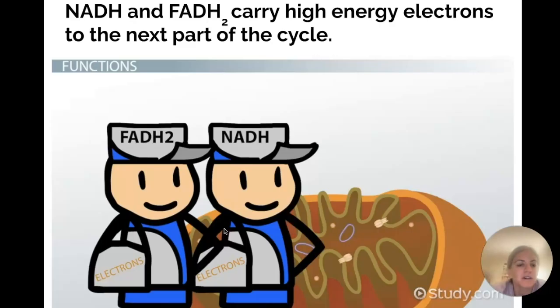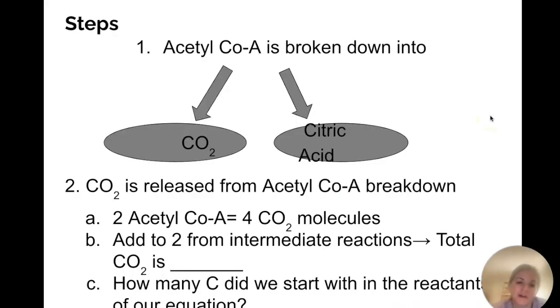Now, one additional reminder is that NADH and FADH2 are high-energy electron carriers. They're the most important parts that are produced in the Krebs cycle because they're going to carry the high-energy electrons to the next stage, the final step. So they are really important in getting produced in the Krebs cycle. So that acetyl-CoA is broken down into carbon dioxide and citric acid. Remember, one of the main points of the Krebs cycle is to break down that acetyl-CoA.